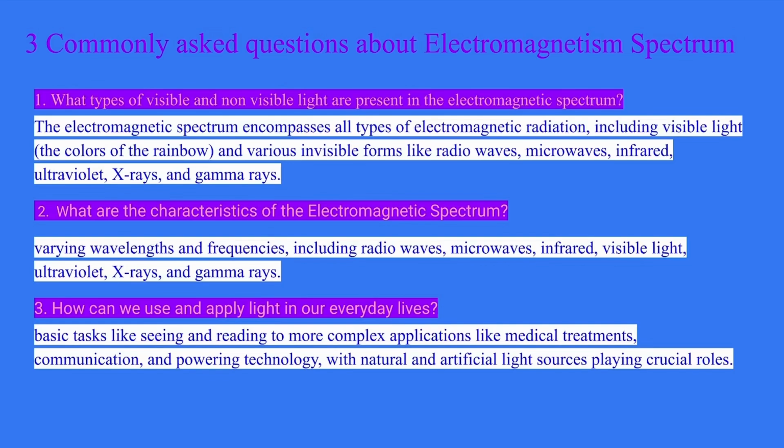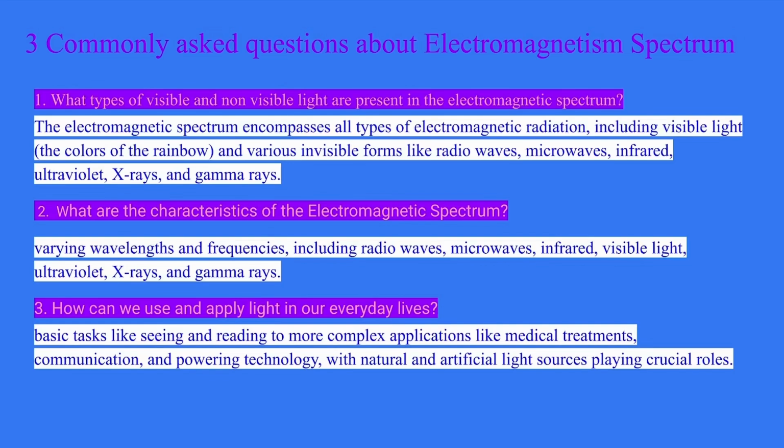Next, we are going to talk about 3 commonly asked questions about the electromagnetic spectrum. First, what types of visible and non-visible light are present in the electromagnetic spectrum? The electromagnetic spectrum encompasses all types of electromagnetic radiation, including visible light, the colors of the rainbow, and various invisible forms like radio waves, microwaves, infrared, ultraviolet, X-rays, and gamma rays.